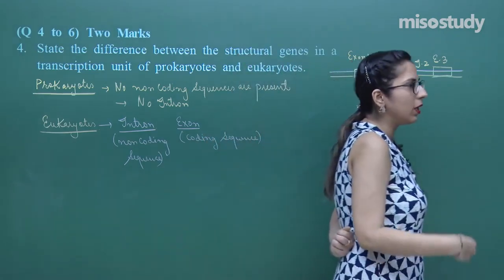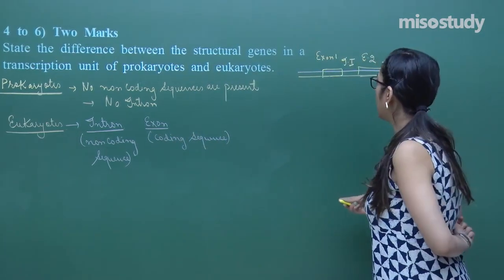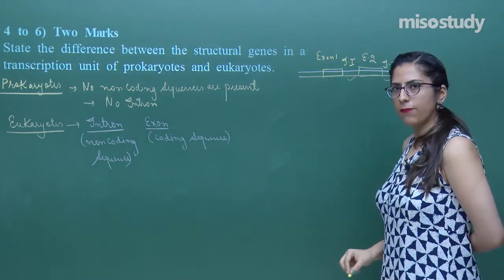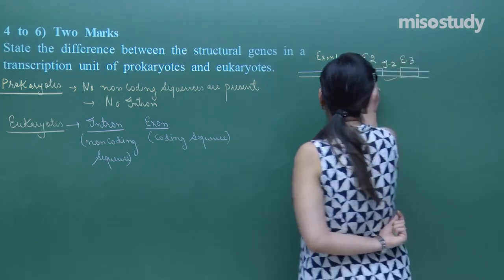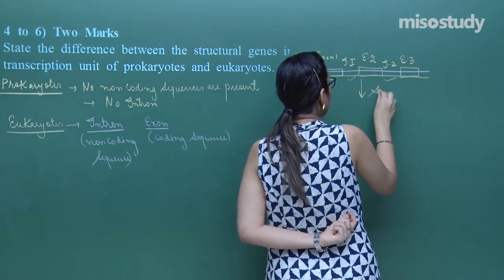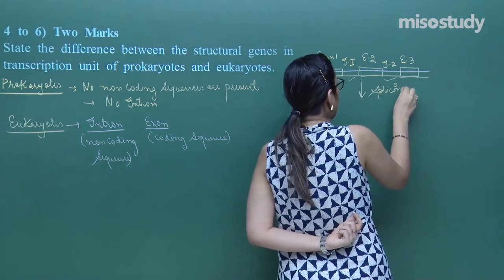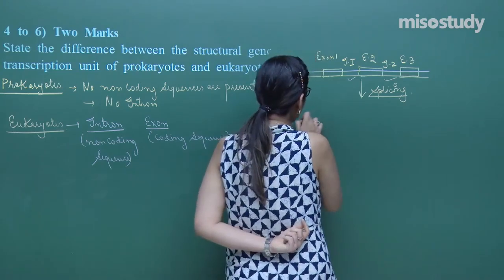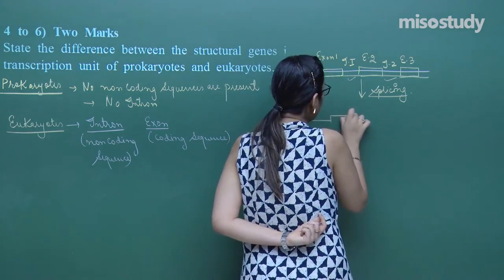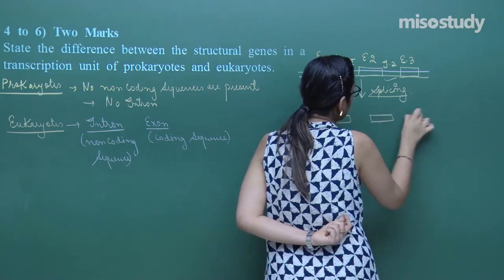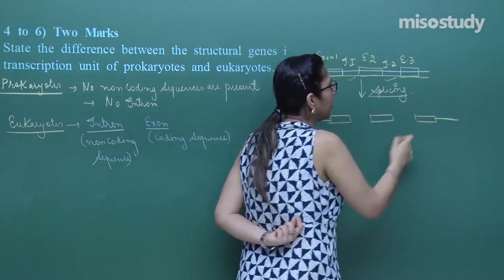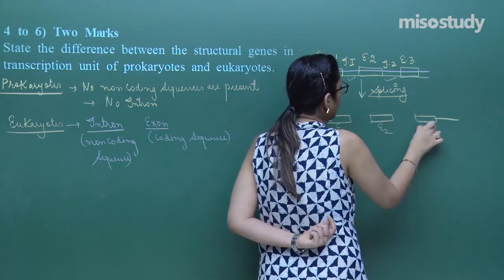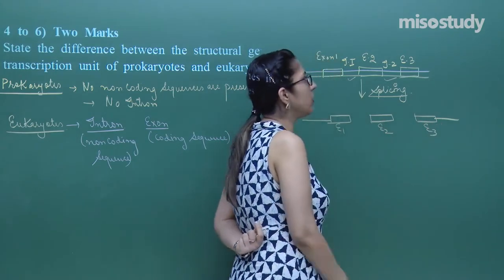Whenever we talk about the translation process, before that, all of these introns are removed. If I say introns are removed, then the process is called splicing. A lariat formation occurs, and spliceosome formation happens. We will not go into detail. Now what will happen? All of these will be cleaved like this. That means we are left with only exon, exon, exon. This is exon 1, this is exon 2, this is exon 3. Now the introns are removed.